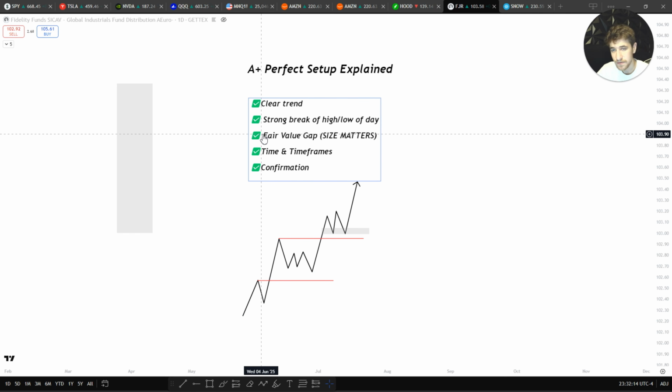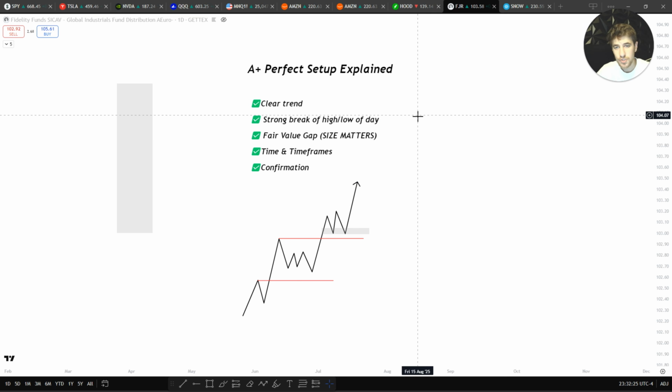We need to see a fair value gap, and size matters. So what that means is sometimes you'll have a breakout and the fair value gap is this small, like I can't even mark it out, right? I don't want to see that. I don't really care for that, okay? What I want to see is a fair value gap that's decently sized. All right, so that's the middle between a too large fair value gap and one that's too small. And you guys will see what I'm talking about when we go over the examples.